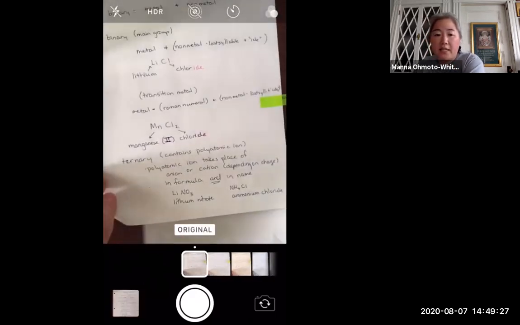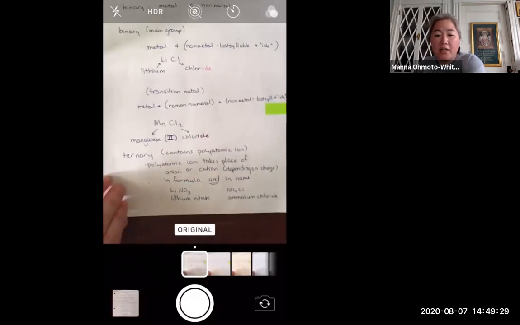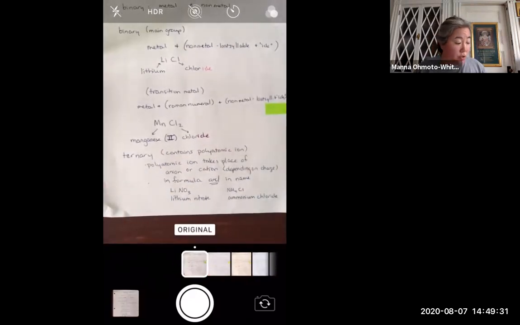And then finally, the last type of ionic compound has more than 2 capital letters. It's called a ternary compound. If it has more than 2 capital letters, it contains a polyatomic ion. And a polyatomic ion is a group of atoms that travel together as a unit and have a charge, either a negative anion or a positive cation. It balances the same way, but the naming is a little bit easier.